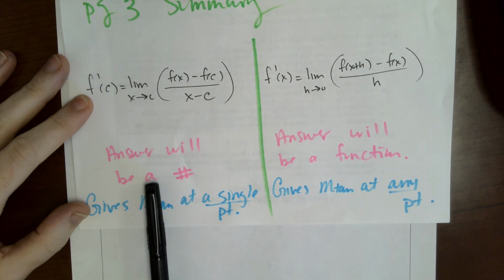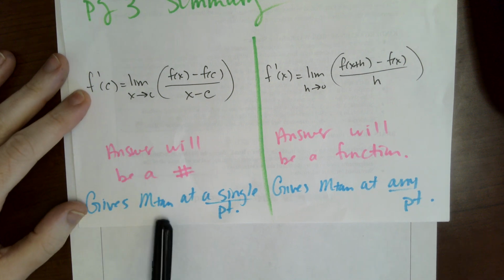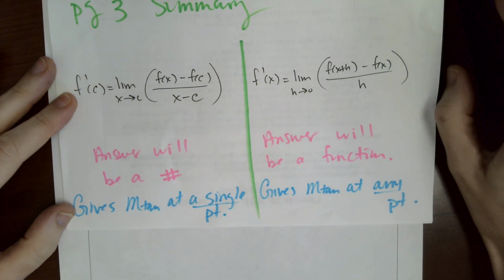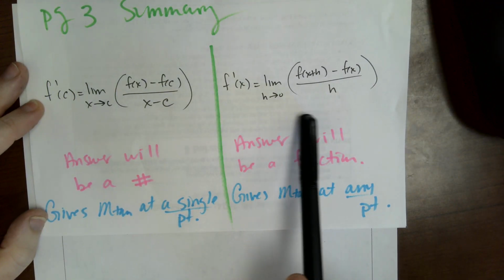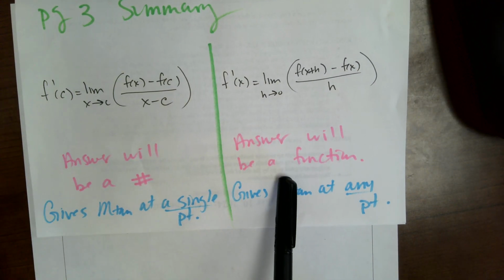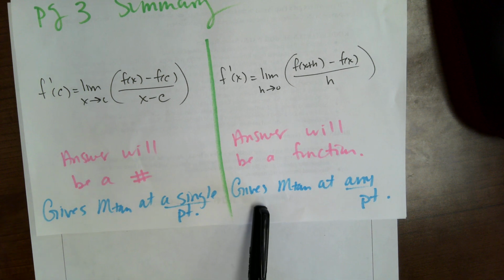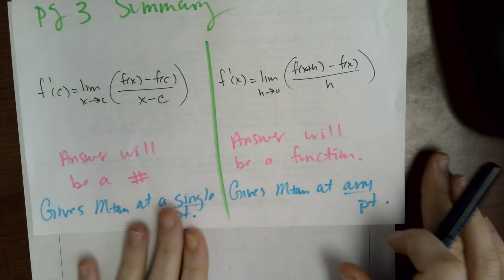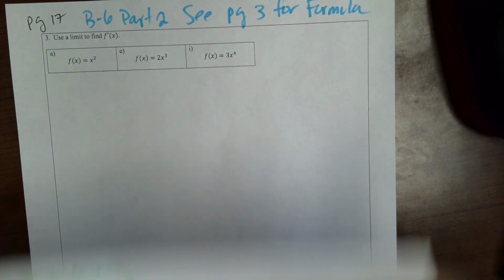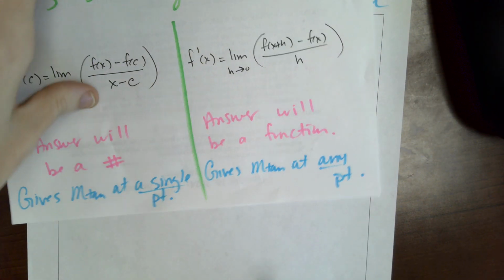our answer to this using this formula will be a number. And this will give the slope of the tangent line at a single point. This formula will give you a function, and that function will give you the slope of the tangent line at any point. Okay, so we're about to use this formula here.